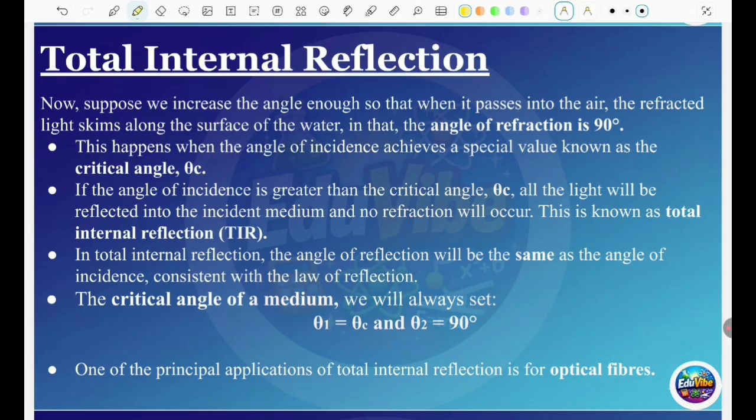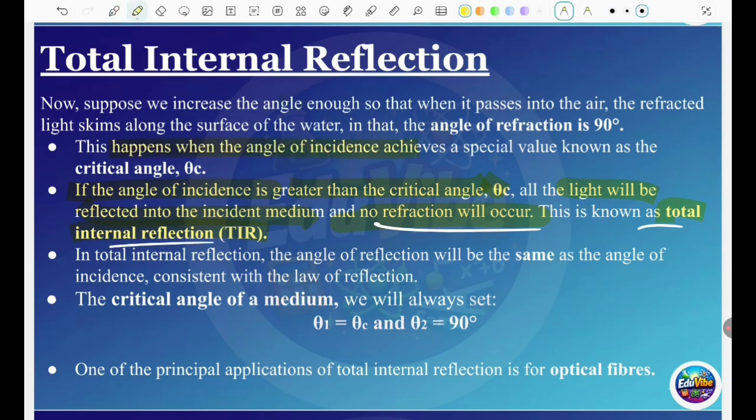Then we cover total internal reflection. Total internal reflection is a very important topic when we talk about critical angles. If the angle of incidence is greater than the critical angle, which is theta c, the light will be reflected into the incident medium, and no refraction will occur. This is called total internal reflection, which is TIR. So when the angle of incidence is greater than the critical angle, light will reflect into the incident medium only. No refraction can occur in that case. That's why we call this total internal reflection.